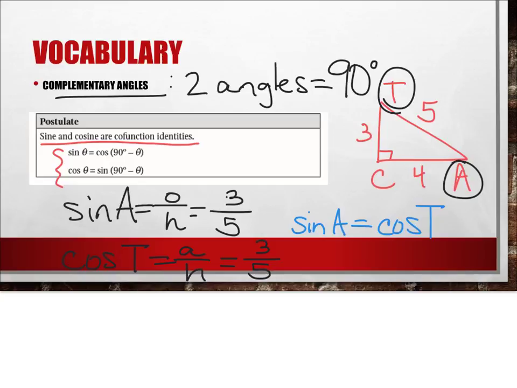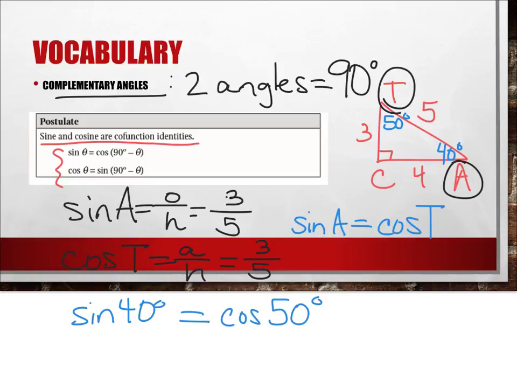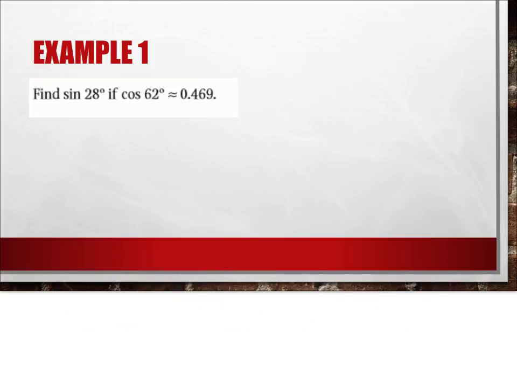And if we had actual measures of the angles, for instance, let's say angle A was 40 degrees and angle T was 50 degrees, then that would mean that the sine of 40 degrees should be the same as the cosine of 50 degrees. Check that out in your calculator if you'd like to. They both turn out to be that decimal value. And that is really all there is to it. So let's give example 1 a quick look.